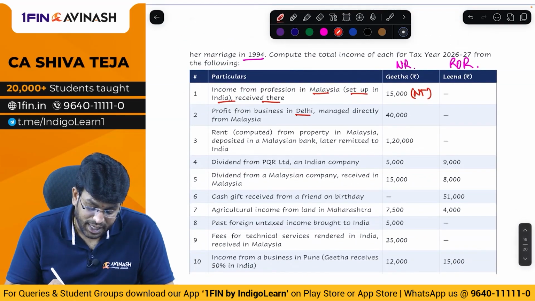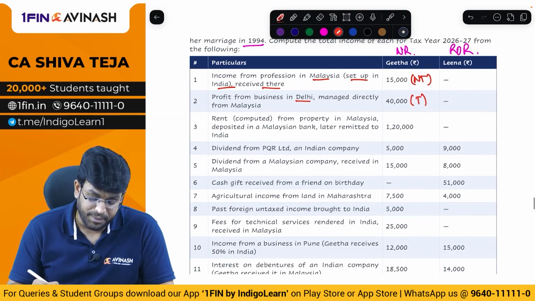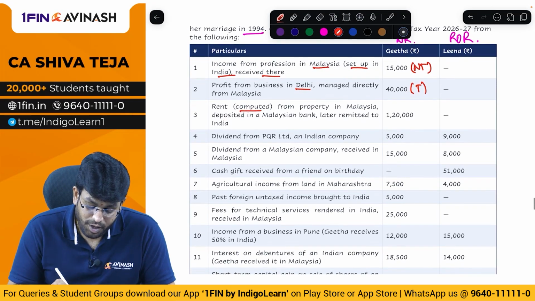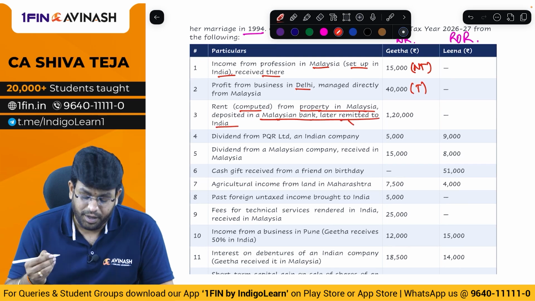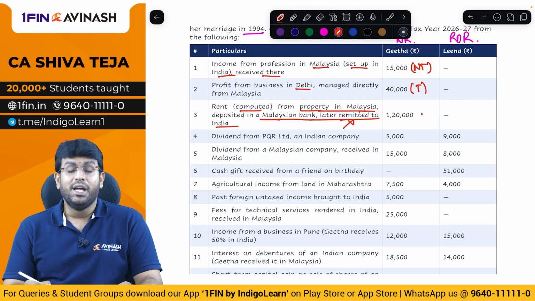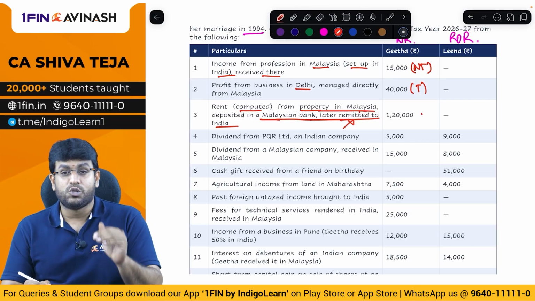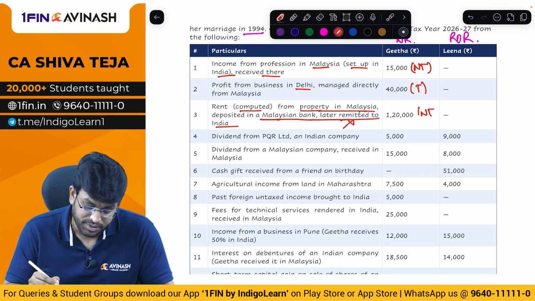Profit from business in Delhi. The moment the business is in Delhi, it will become taxable. Rent computed from property in Malaysia, deposited in a Malaysian bank, later remitted to India. Remittance is not relevant for us. What is relevant is only accrued and received. It is accrued in Malaysia, received also in Malaysia. So it is foreign income. It is not taxable.